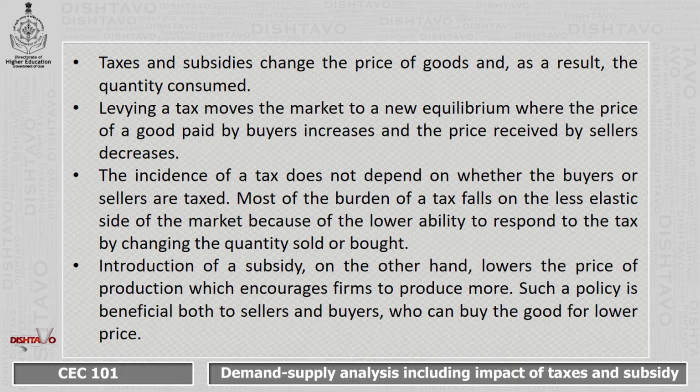Most of the burden of a tax falls on the less elastic side of the market because of the lower ability to respond to the tax by changing the quantity sold or bought. For example, if the demand for a particular commodity is inelastic, in that case, the tax burden will be borne by the consumer. That means no matter what the price is, the consumers are still going to demand that particular commodity. So in that case, most of the tax burden will be borne by the consumer.